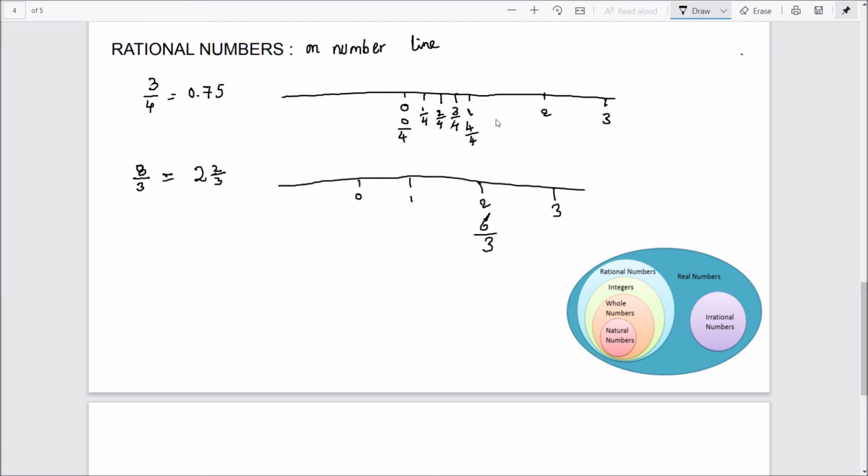So 2 I can write as 6 by 3, because here the denominator is 3. Same way, 3 I can write as 9 by 3. Again, the area in between 2 and 3 I should divide into 3 equal parts. So the first one will be 7 by 3 and the next one will be 8 by 3, which is our required rational number position on the number line.